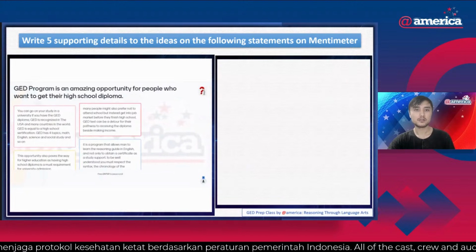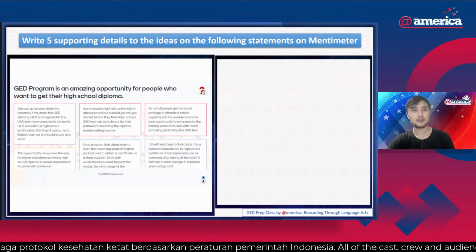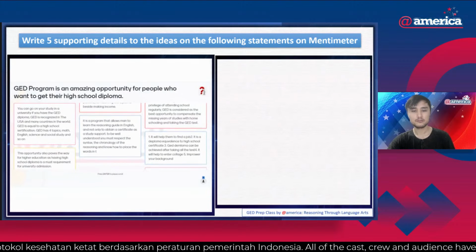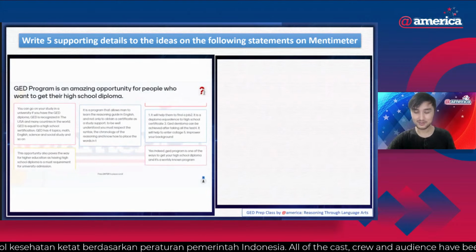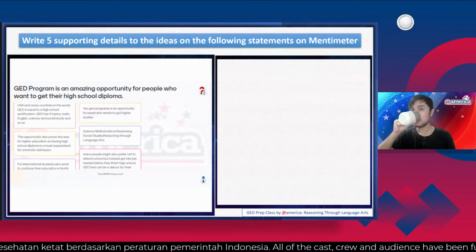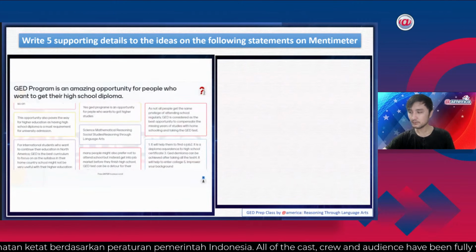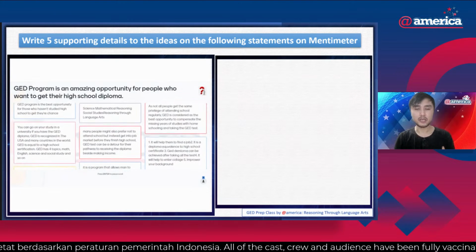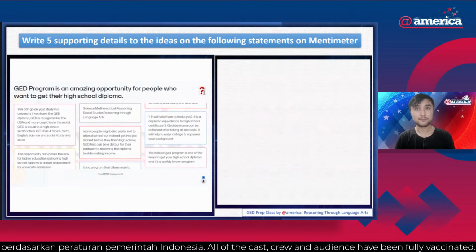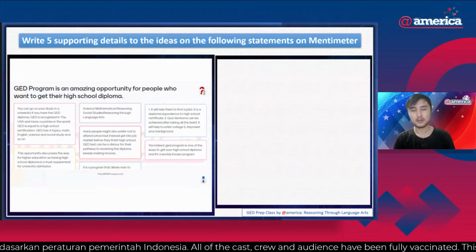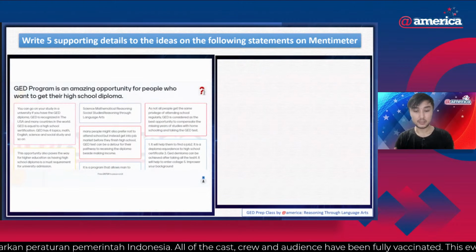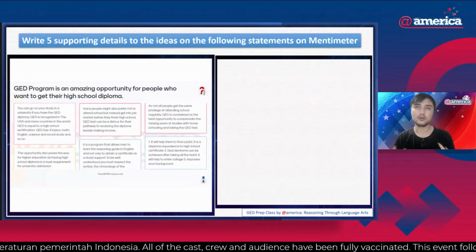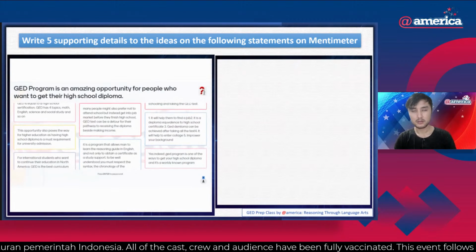Anyway, so the idea, or the main idea, that we have to write supporting statements for is: the GED program is an amazing opportunity for people who want to get their high school diploma or high school equivalent diploma.